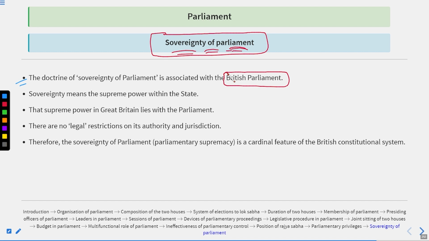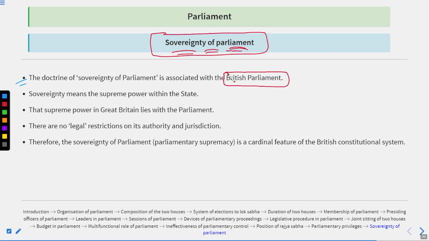If we talk about the American Constitution, this is a written constitution. Rules, regulations, procedures and definitions are all clearly defined. In these cases, the American Constitution has the supremacy over the American Parliament. So if we talk about the sovereignty of the Parliament, meaning the power of the Parliament, that is associated with the British Parliament. Why? Because the British have an unwritten constitution, that's why their Parliament has supremacy over the constitutional provisions.